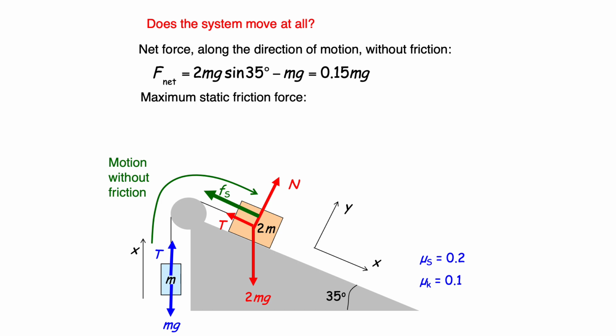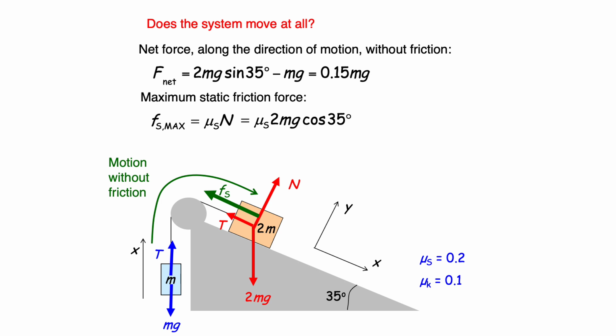The maximum static friction force is going to be equal to mu sub s times n. So now we need to calculate what the normal force is, and what we're trying to determine here is, does this system move at all, or is the static friction large enough to keep it in check? And given that the net force on the block is 0.15 mg, if mu sub s n is greater than 0.15 mg, then the static friction will be large enough to balance the 0.15 mg, and therefore the block won't move. So let's plug in the numbers.